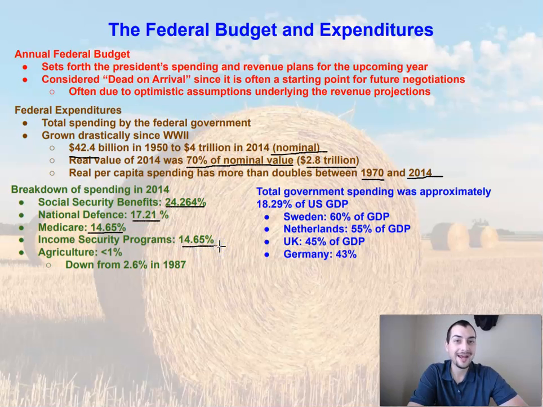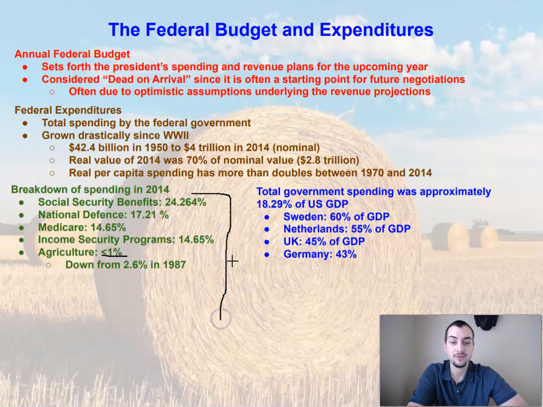So let's ask where agriculture is, because we're dealing with agricultural economics. Where does agriculture fit into this governmental spending? Agriculture accounts for less than 1% of the total federal expenditures here in the United States. Let's compare that to 1987, when it was 2.6%. So as a percentage, the federal government used to spend a lot more on agriculture as a percent of the total budget than they do now. Now we're at less than 1%.